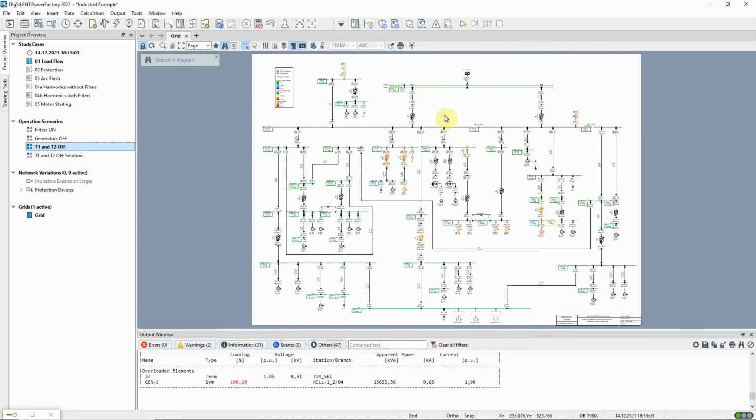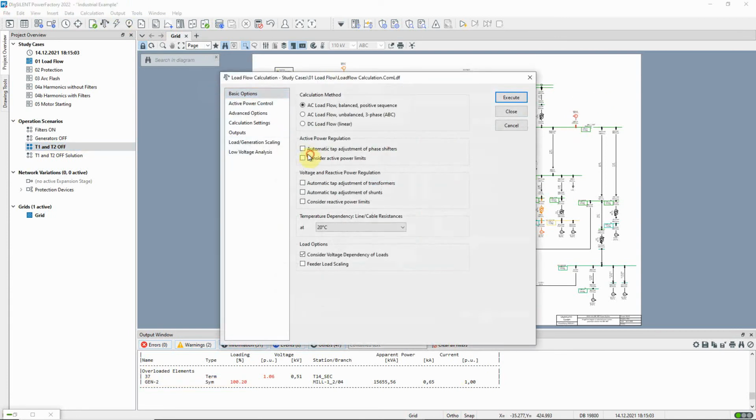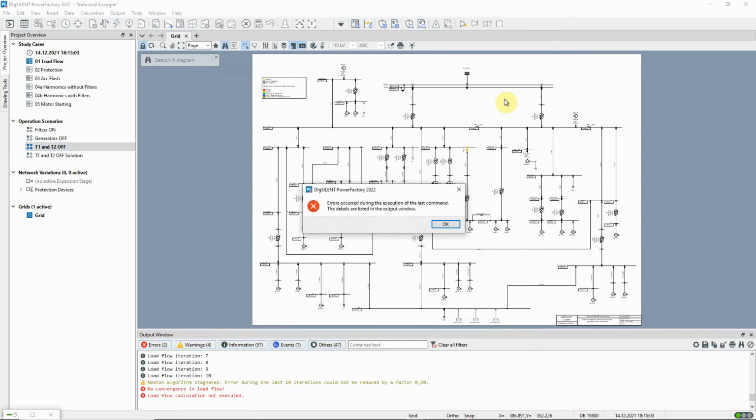We will activate this scenario and run the load flow calculation again. The load flow converges, but we can see that generator 2 is overloaded. If the load flow is run again, with active and reactive power limits considered, we find that in this case, the load flow will not converge.